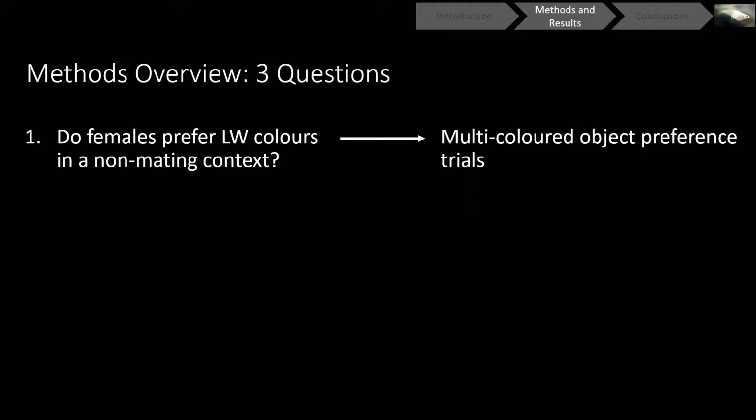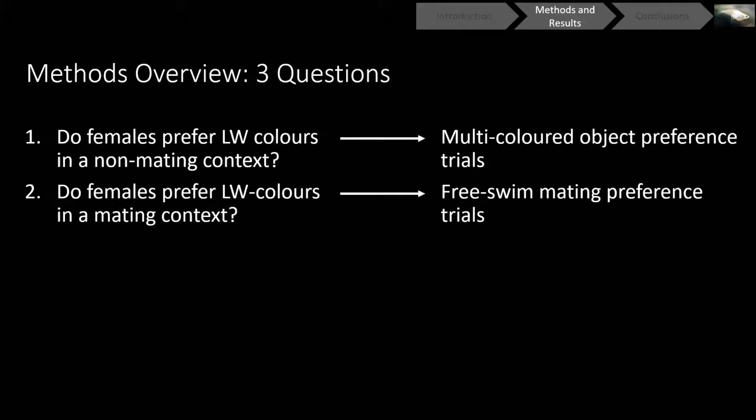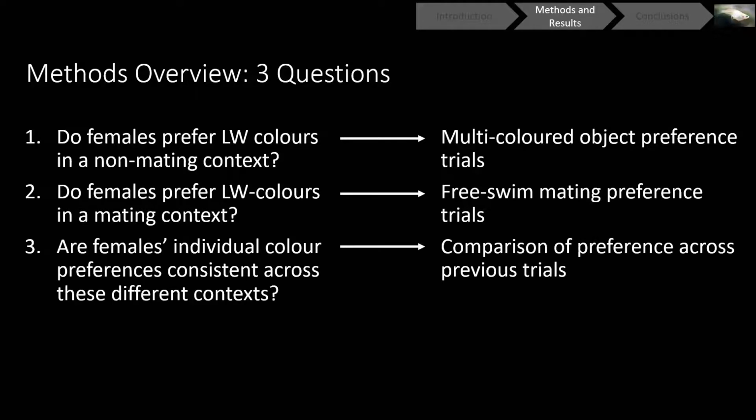To answer these three different questions, I used three different methods. To look at preferences in a non-mating context, I used a multicolored object trial. To look at preferences in a mating context, I used free swim mating trials. Finally, I compared individual preferences between the two contexts by comparing the results of the first two trials.